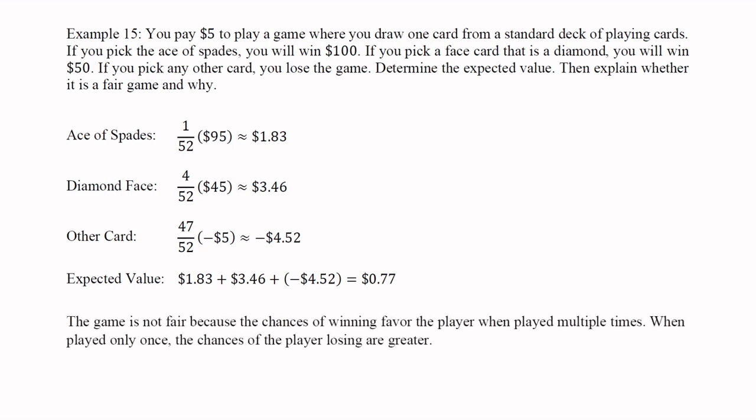If you take all of those values and add them together, that gives you an expected value of 77 cents. So this means the game is not fair because the chances of winning favor the player when played multiple times. So if you play it over and over and over again, you are likely to come out ahead. But when played only once, the chances of the player losing are greater.